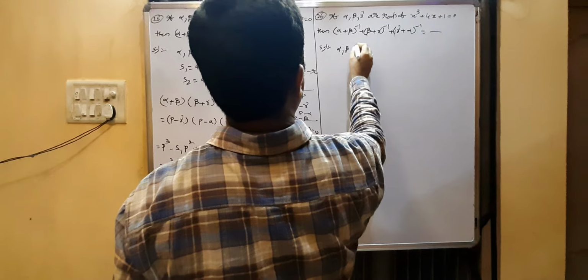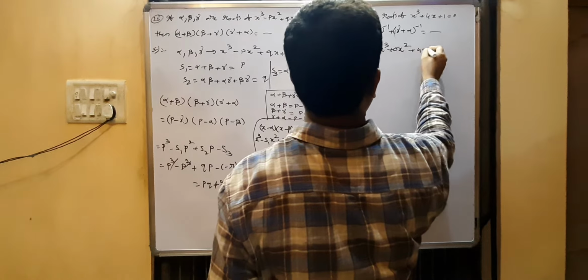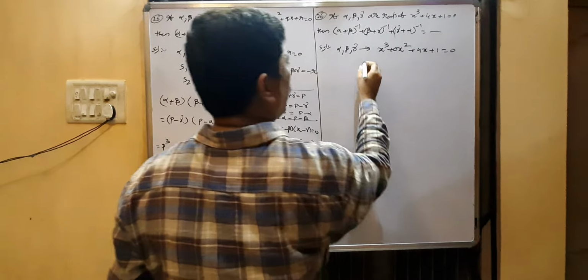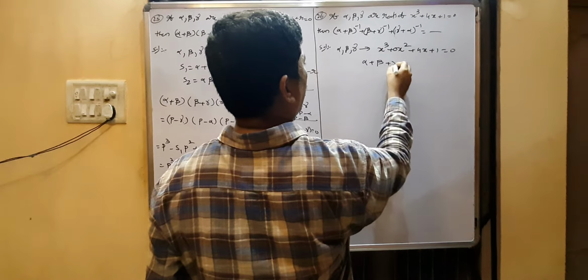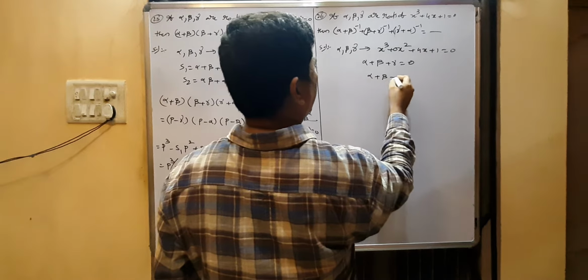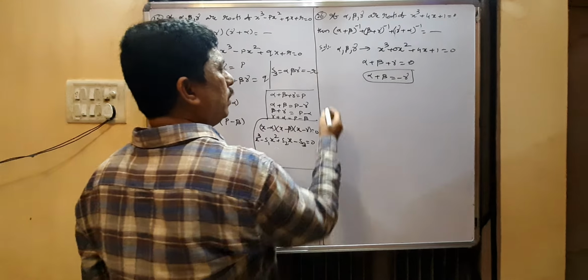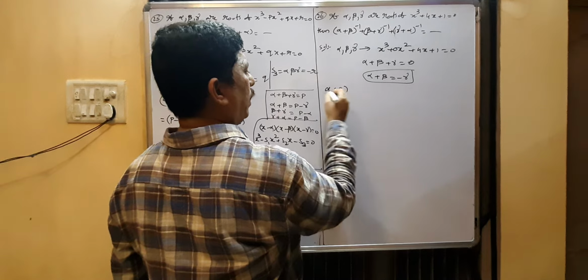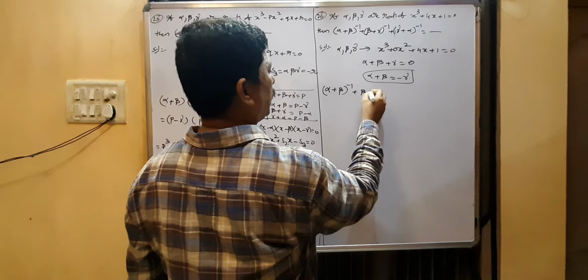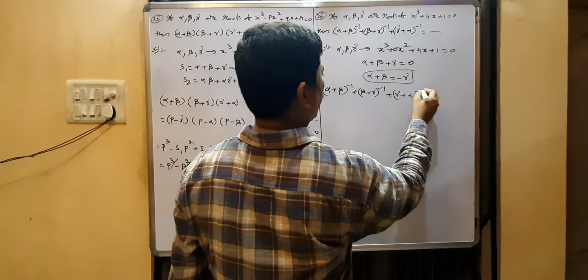Alpha, beta, gamma are the roots of x cube plus 0 into x squared plus 4x plus 1 equal to 0. Sum of the roots, alpha plus beta plus gamma, is minus b by a, that is 0. Then alpha plus beta is minus gamma. Substitute in this place: (alpha plus beta) to the power minus 1, plus (beta plus gamma) to the power minus 1, plus (gamma plus alpha) to the power minus 1.